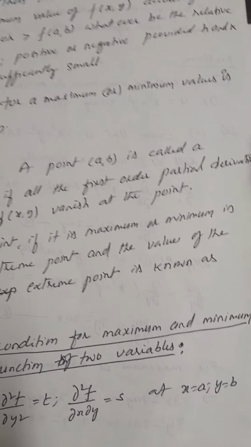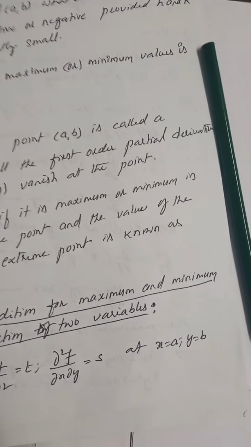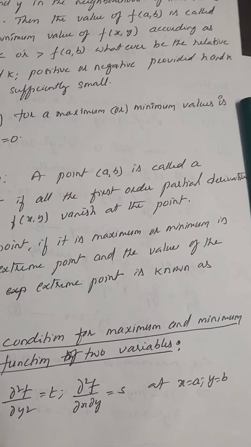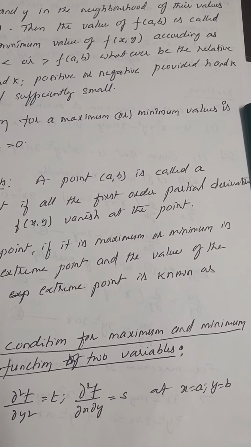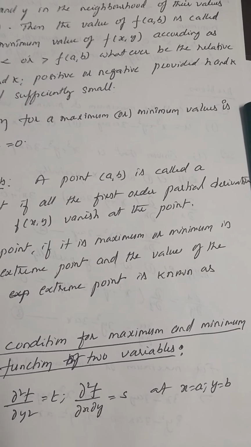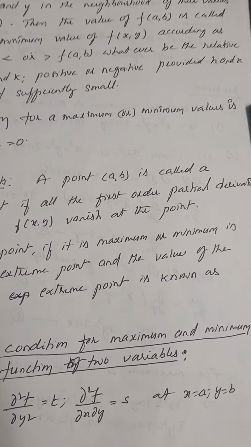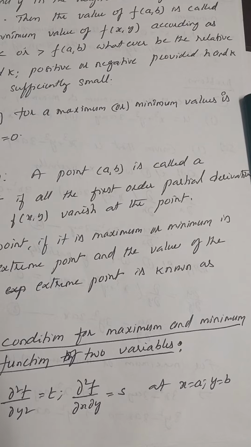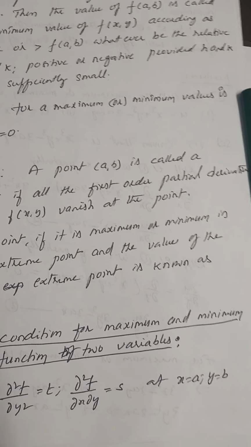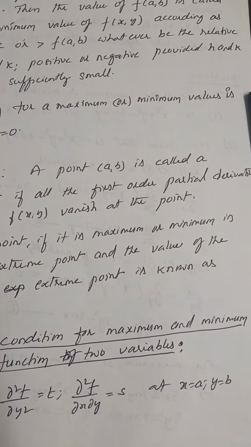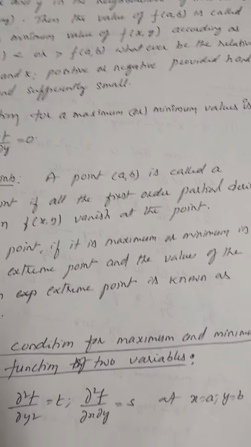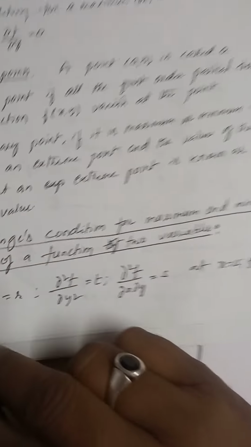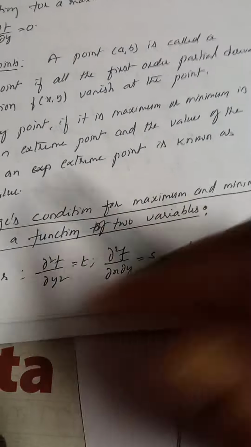at that point. That means suppose one function is given to you, f of x comma y. Now we have to find the first order partial derivatives. That means ∂f/∂x we have to find out, ∂f/∂y we have to find out. If ∂f/∂x is equal to 0 at a given point, then that point is said to be a stationary point. And if ∂f/∂y at the given point is equal to 0, that point is said to be a stationary point.